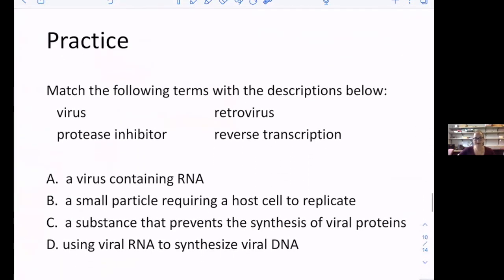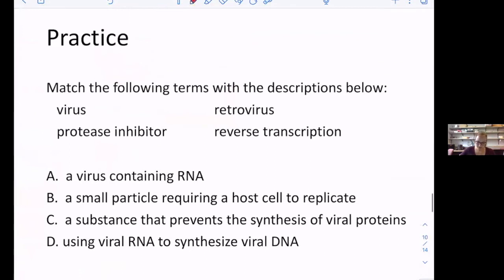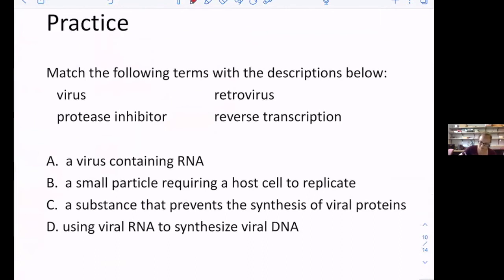Let's do some quick practice. Match the following terms with the descriptions below. So the first one, a virus containing RNA: pause the video, do it on your own, then do it with me. A virus containing RNA is going to be a retrovirus. A small particle requiring a host cell to replicate is going to be a virus. So that's the general definition of a virus.